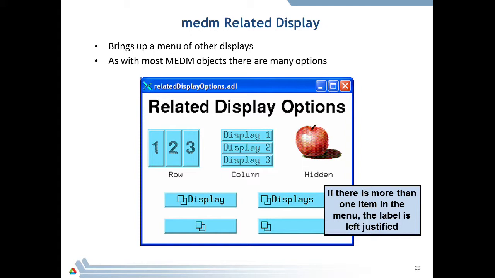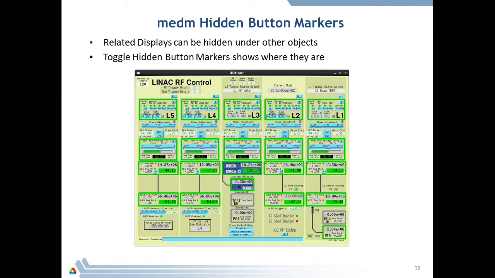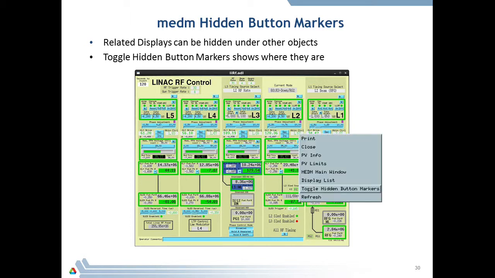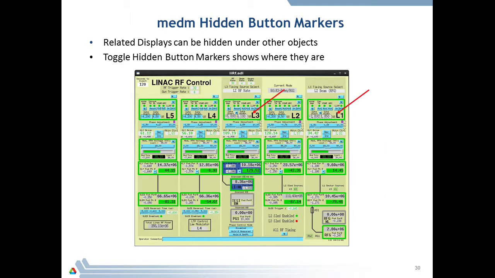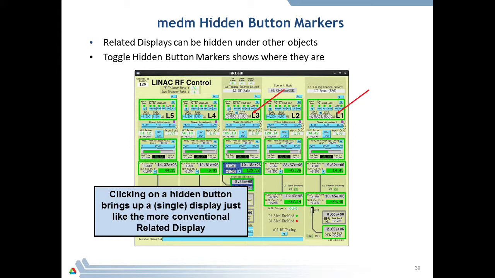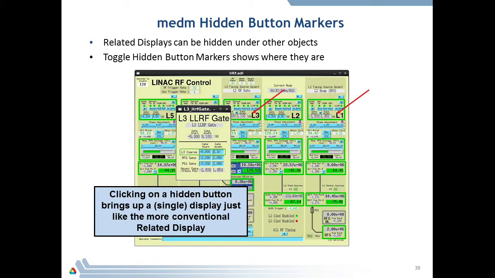And there's also an option to hide a display. So if you have a hidden display and you want to find it, there's a way to find that hidden display. You run the execute menu, and then you just hit toggle hidden button markers. And you'll notice that all the hidden relay displays will have a boundary around them, and they'll be moving. So if you click on the hidden display button, it'll bring up a single display from the main display. Here's an example of LLRF gate.